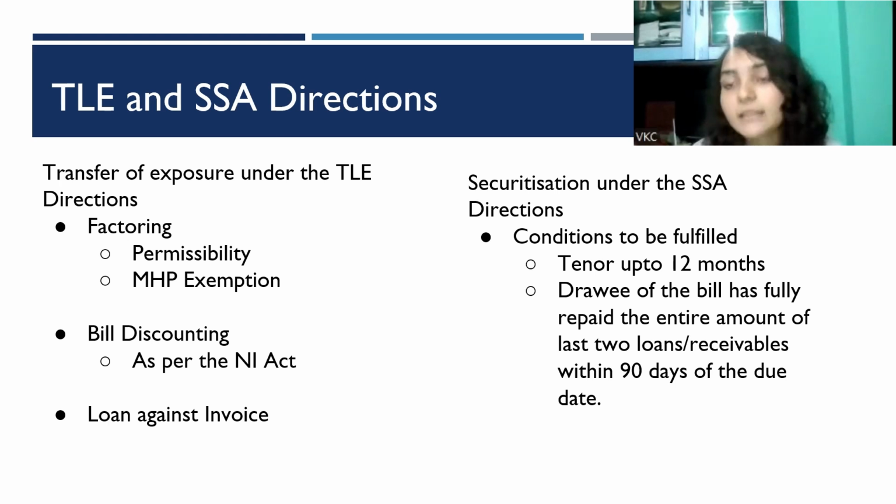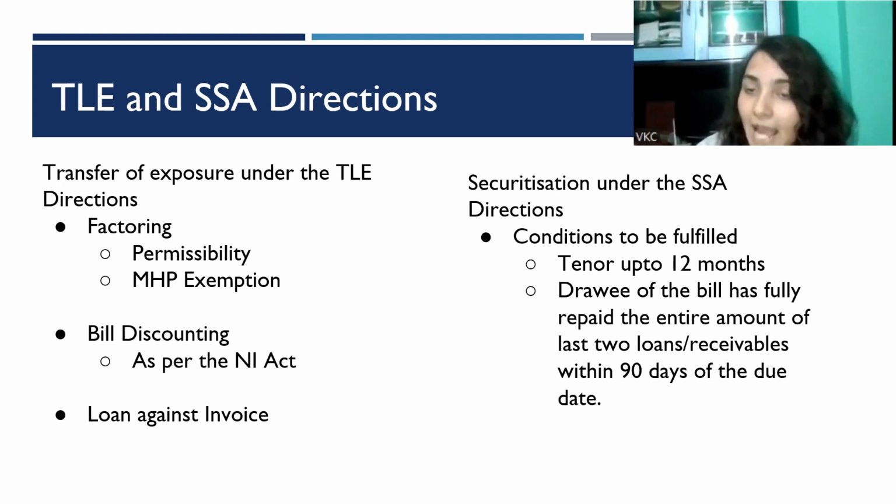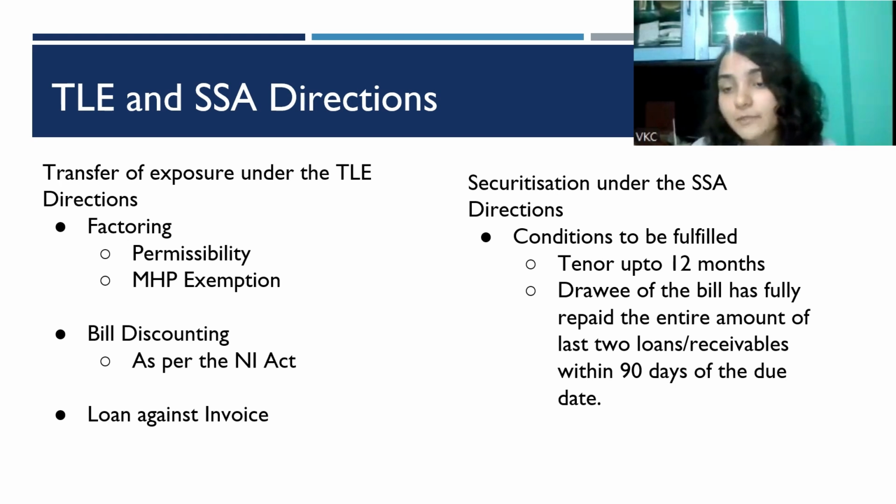So, in this regard, the TLE directions provide an exemption from the MHP requirement for receivables acquired as a part of factoring business. According to paragraph 39 of the TLE directions, in case the residual maturity of receivables at the time of transfer does not exceed 90 days and the transferee conducts proper credit appraisal of the drawing of the bill before acquiring such receivables, then there is an exemption from the minimum holding period requirement. So, two conditions need to be satisfied.